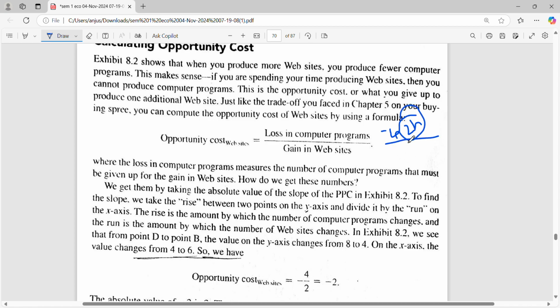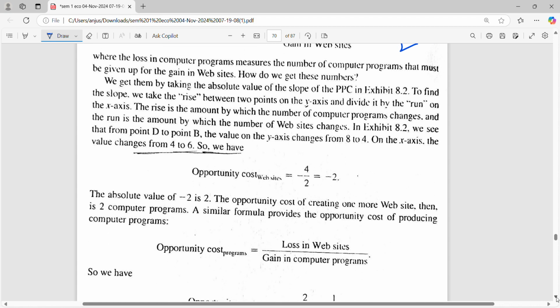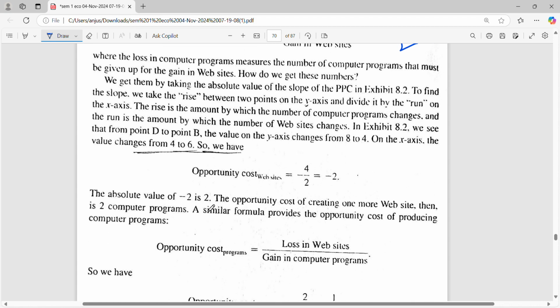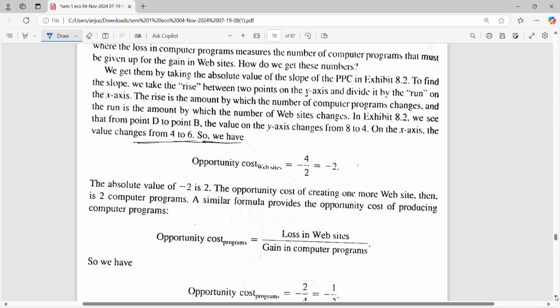You are gaining 1 website with 1 hour, so with 2 hours, 2 websites. So -2 is the opportunity cost, and the absolute value of -2 is 2. Okay, so you will see the opportunity cost as 2 computer programs is the opportunity cost of 1 website.